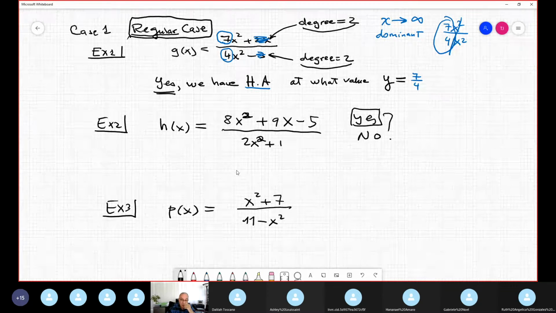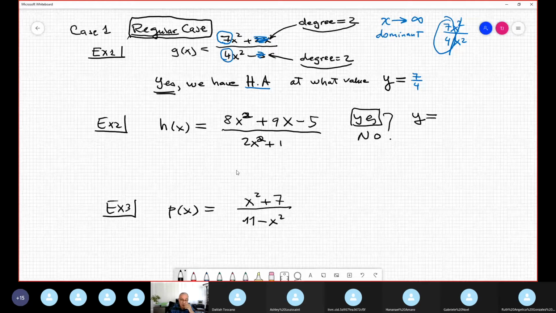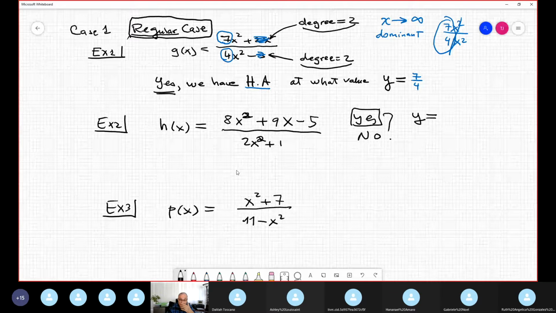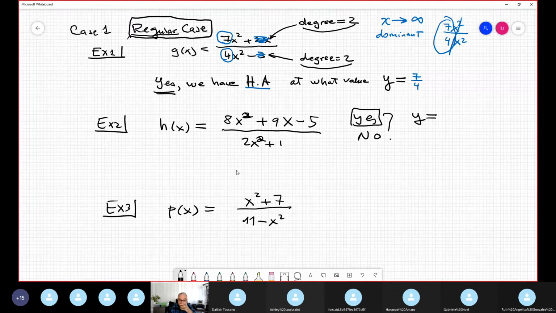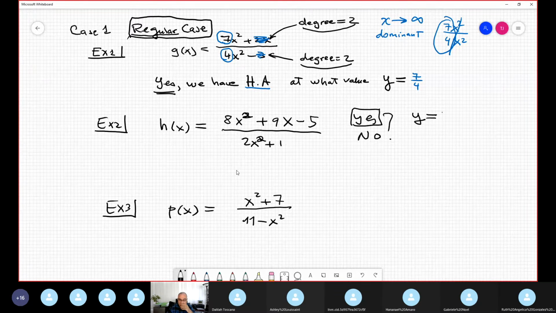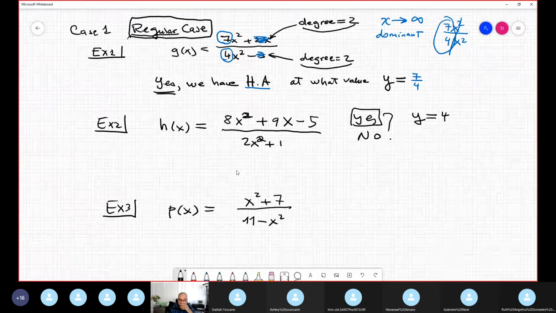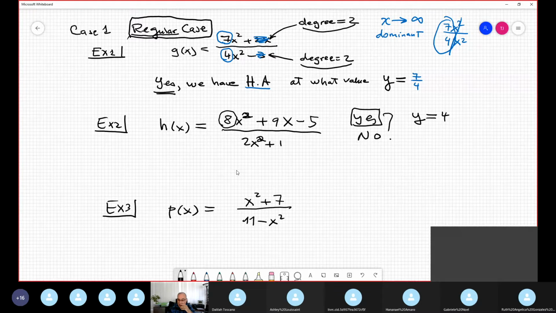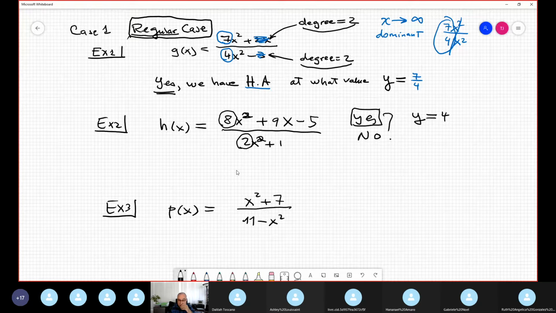At what value? At y equals, because remember the horizontal asymptote is a horizontal line, and the equation for any horizontal line is y equals any number. What is the number? Y equals what? Answer me. 4. And where does that 4 come from? From the ratio 8 divided by 2. Sabrina, the degree is 2. Degree is 2, which one? The top or the bottom? Sabrina? For both. Both, okay.